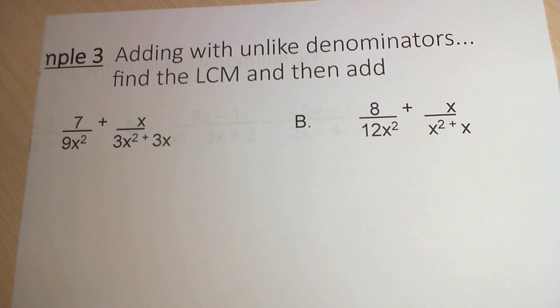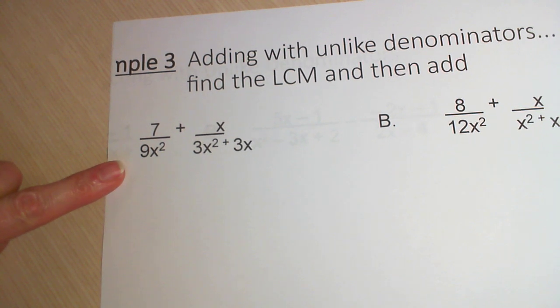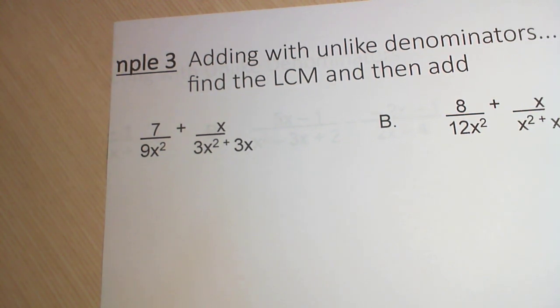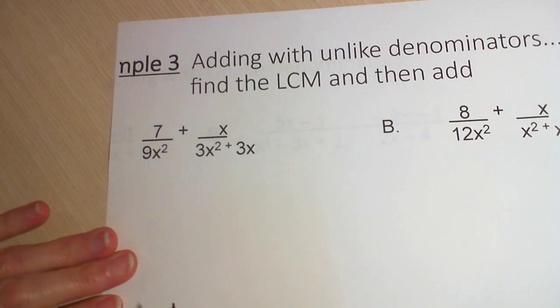So here are, I'm going to do two, I think, an add and a subtract with unlike denominators. And I think I'll do this one to start. Again, these are from your notes, they're example 3. So your first step, you want to factor, and then we'll find the least common denominator.